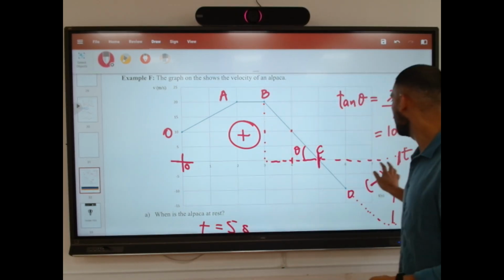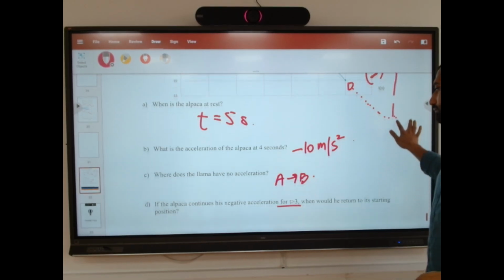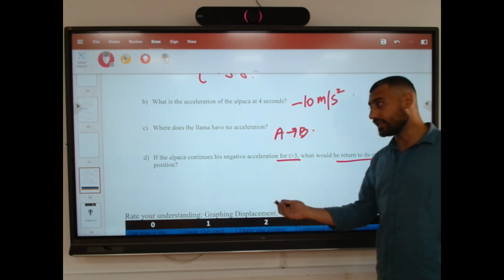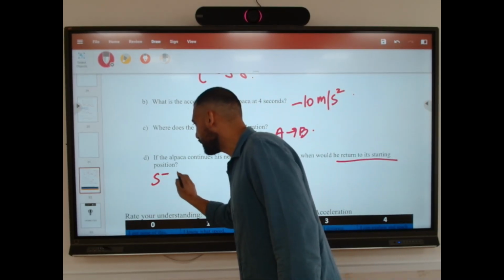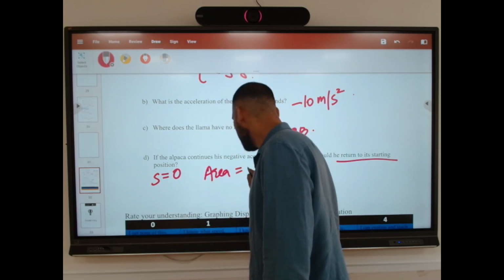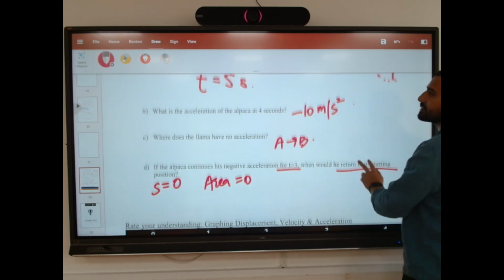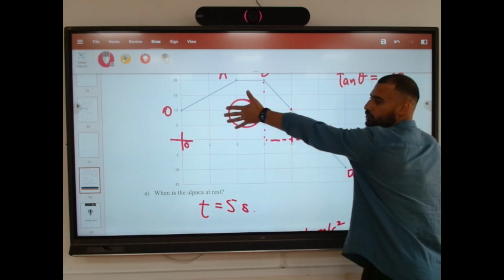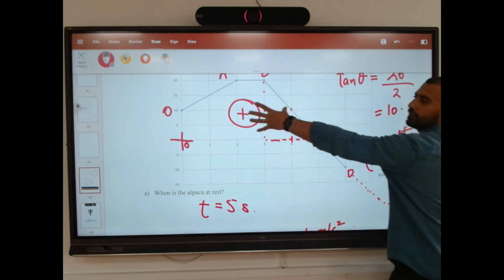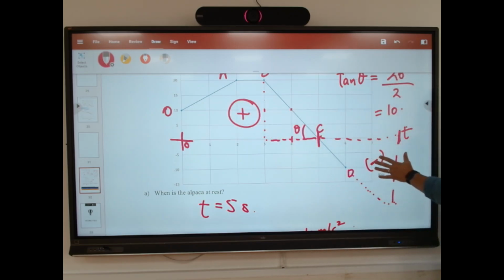So the question is, when will he return to his original starting position? When he returns, displacement should be what? 0. That means the area should be what? 0, isn't it? And how will the area be 0? Yes, when the area of the positive half equals the area of the negative half. Is that clear? Yes. So that is what we have to do. We have to find the area of this and then equate it to the area of this. Is that fine? Try to do it and give me the value of t.